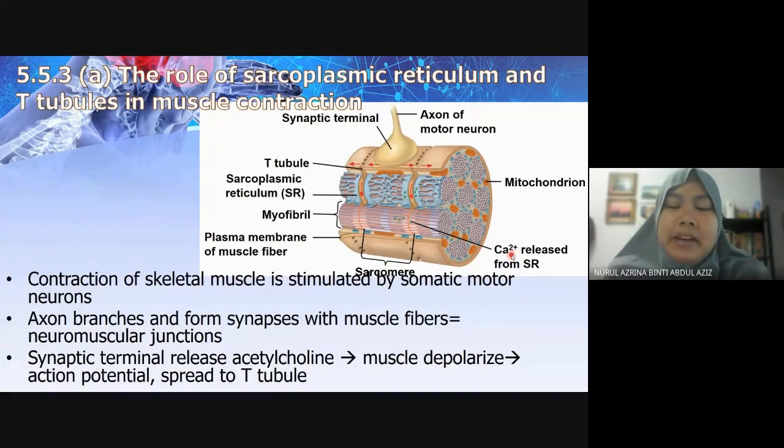Okay, so calcium ion is released from sarcoplasmic reticulum. So nampak ni warna hijau kat sini. So calcium ion tu initially is inside the sarcoplasmic reticulum. Okay. Alright. And then apa lagi?